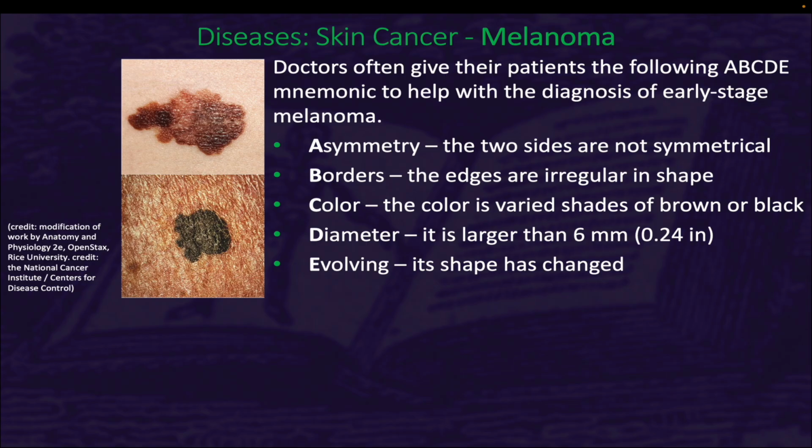Doctors often give their patients the following ABCDE mnemonic to help with the diagnosis of early-stage melanoma. A is asymmetry. The two sides are not symmetrical. B, borders. The edges are irregular in shape. C, color. The color is varied shades of brown or black. D, diameter. It is larger than 6 millimeters or a quarter inch.